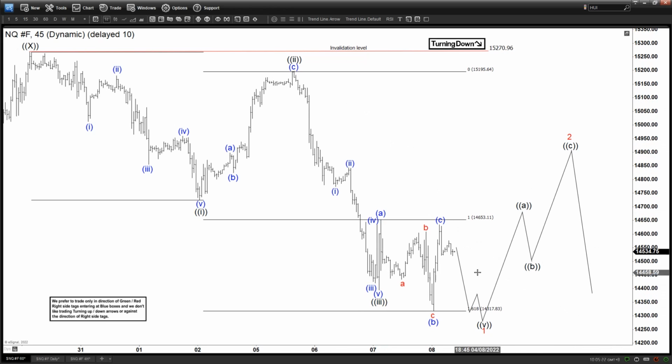Now what if the decline continues lower and it gets even faster, for example.